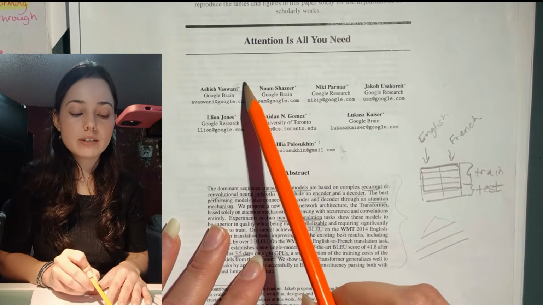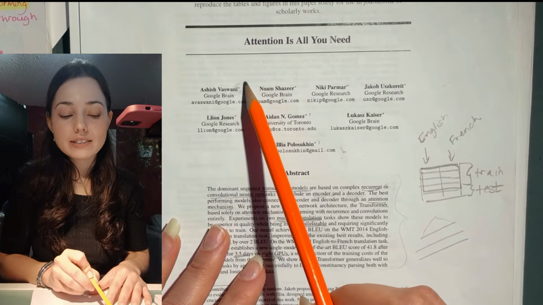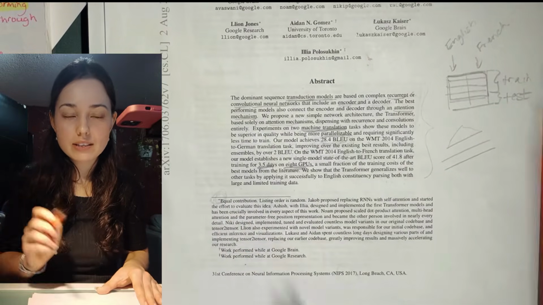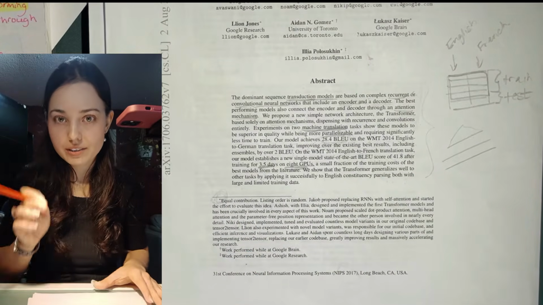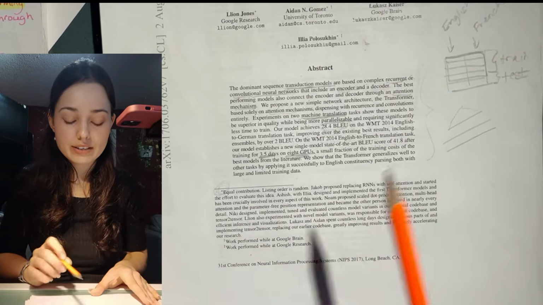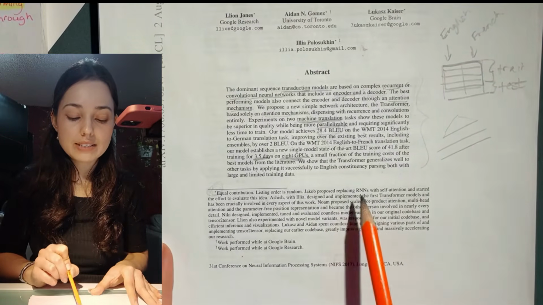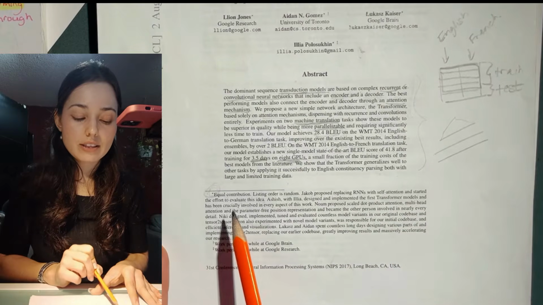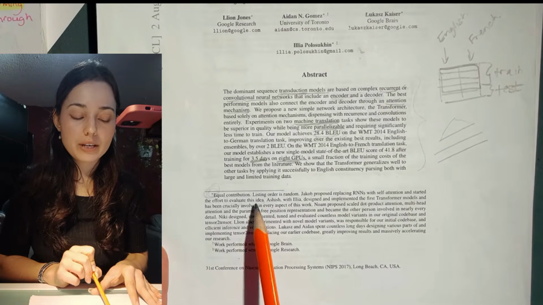asterisk here, okay? And this little asterisk, we have to look here and figure out what that asterisk means, because it means there's some kind of note going on here. If we look down, it says equal contribution, listing order is random. Jacob proposed replacing recursive neural networks with self-attention and started the effort to evaluate this data.